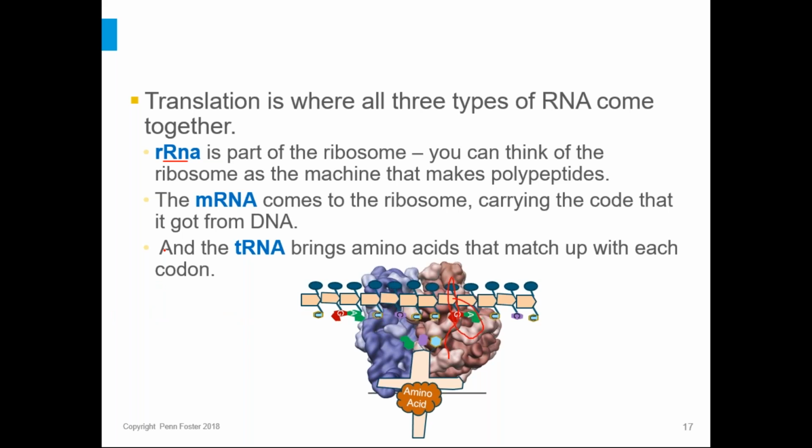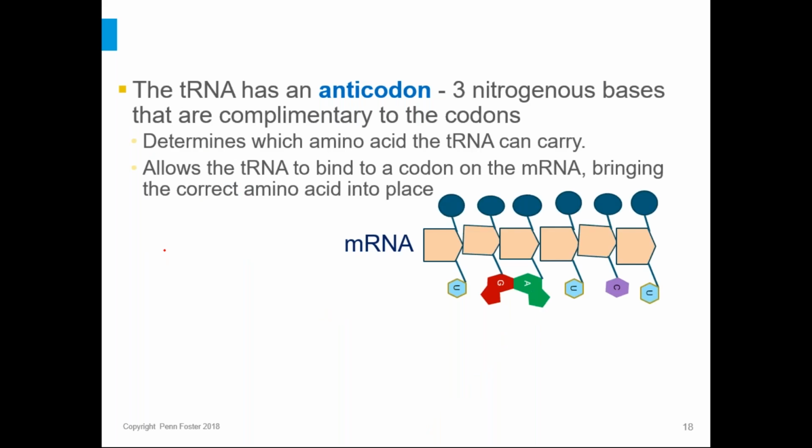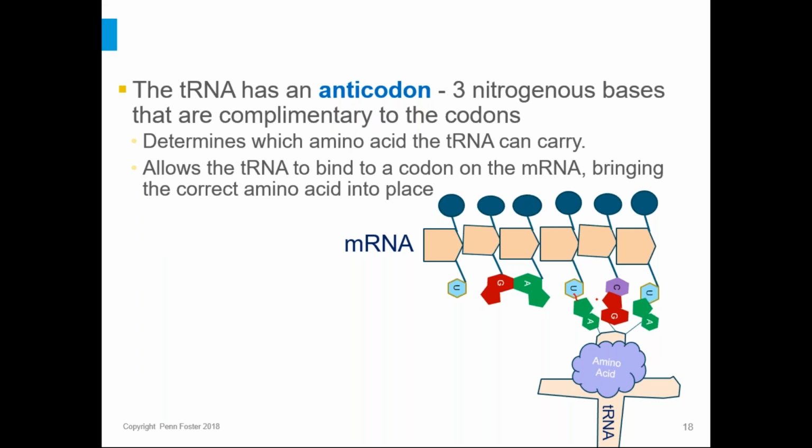So we just saw that there's 20-some different amino acids. How does a tRNA know which one to bring? Which one's going to match up correctly? Well, the tRNA has 3 nitrogenous bases that are complementary to the codons on mRNA. And these are called anticodons. And the anticodon determines which amino acid the tRNA carries. So it allows a tRNA to bring an amino acid and bind onto a codon on the mRNA, one that it is perfectly complementary to.